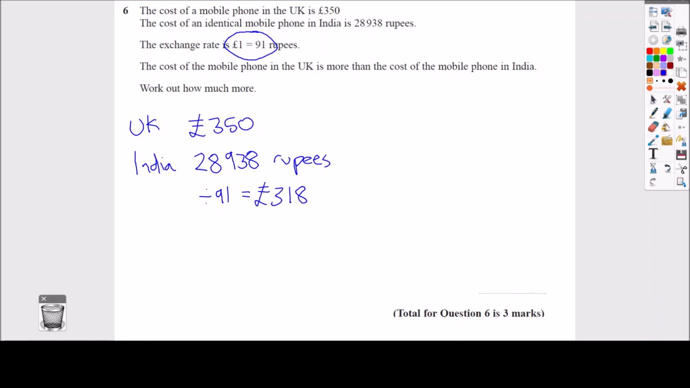Now the question asks us how much more expensive is it in the UK, so we've got to do 350 take away 318 to give us 32. Now you must make it clear that that's pounds and not rupees, otherwise you would have dropped a mark. As I said before, you could equally have worked in rupees and just said how many more rupees it would have been, which is going to be whatever 32 times 91 is.